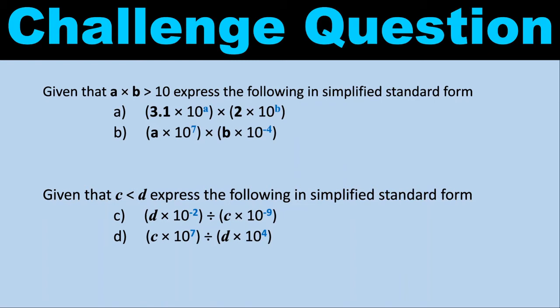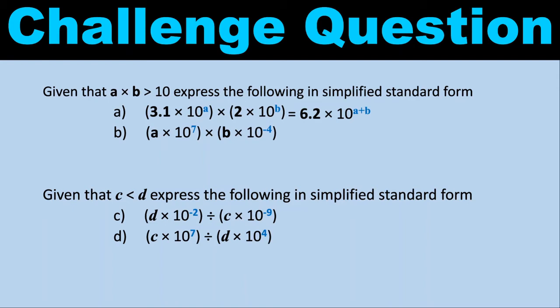So for question A, when I multiply these two standard form values together, I'll multiply the non-base 10 parts together, so 3.1 times 2, which is simply 6.2, and then I'll multiply my base 10 parts together. 10 to the power of A times 10 to the power of B. If we've got the same bases, we can use laws of indices and add those indices. So I've simply got 6.2 times 10 to the power of whatever A plus B is. And that's perfectly fine in standard form. Since A and B are variables that we don't know the values for, there's nothing more we can do to simplify this. This is correct standard form because 6.2 is some number between 1 and 10.